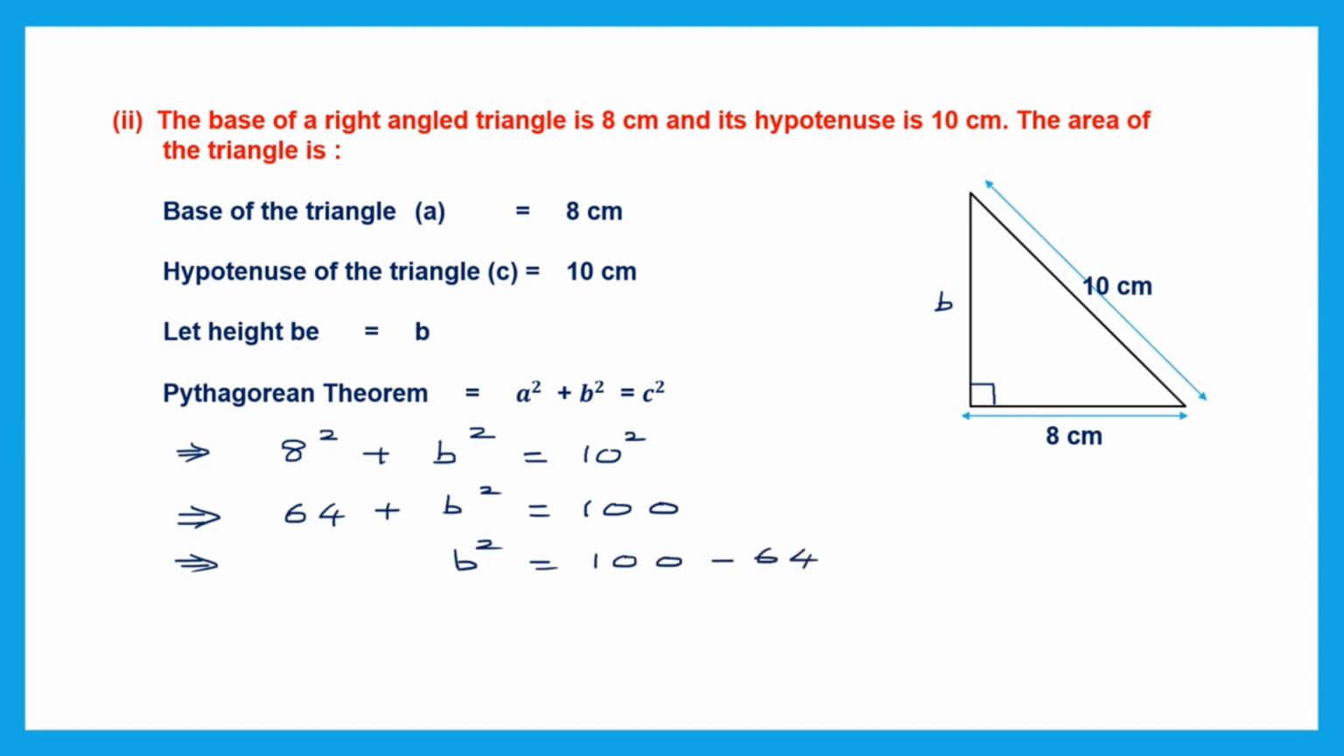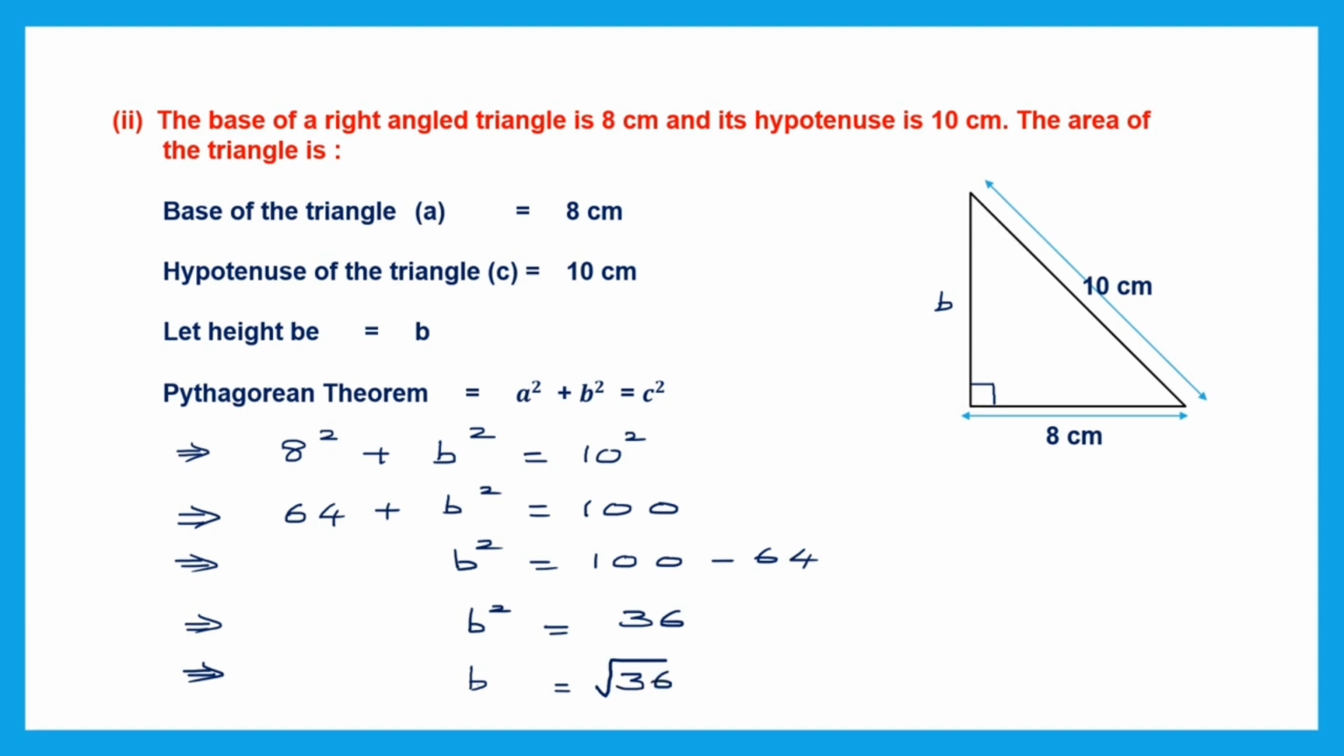Now why are we subtracting? Because we have transposed this to the other side. Now 100 minus 64 is b square. And how much is that? That is 36. So now to find the value of b, we have to find the square root of 36.